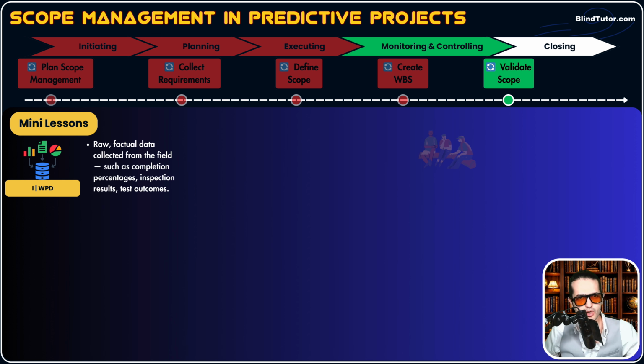Okay, so it's raw factual data collected from the field, such as completion percentages, inspection results, test outcomes, and actual progress versus planned. And remember, guys, this is work performance data. It's raw. It is not analyzed. Okay, we have an output in this process, work performance information. Those are the analyzed form of this data. We're going to get to that WPI, but this is the difference. WPD is just raw data.